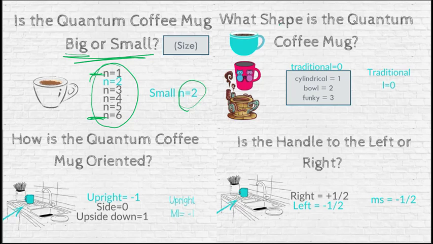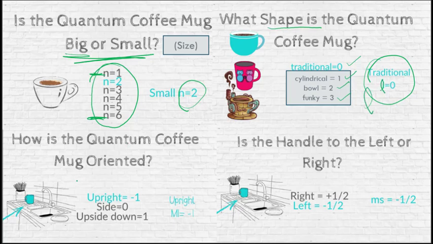Second thing I want you to think of about that coffee mug, what shape is that coffee mug? Is it a traditional shape? Is it cylindrical, so like tall and shaped like a cylinder? Is it bowl shaped, or is it kind of a funky shape? I'm going to go with a traditional shape, which is a value of 0. So this is my L, and it's actually a little cursive L.